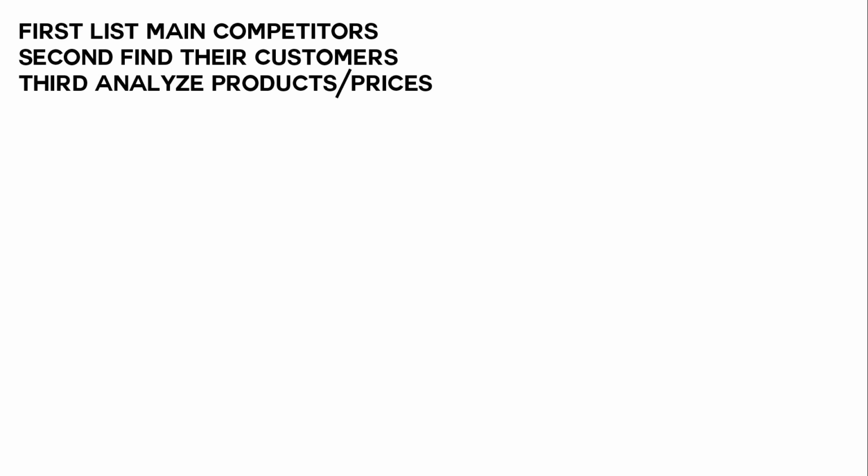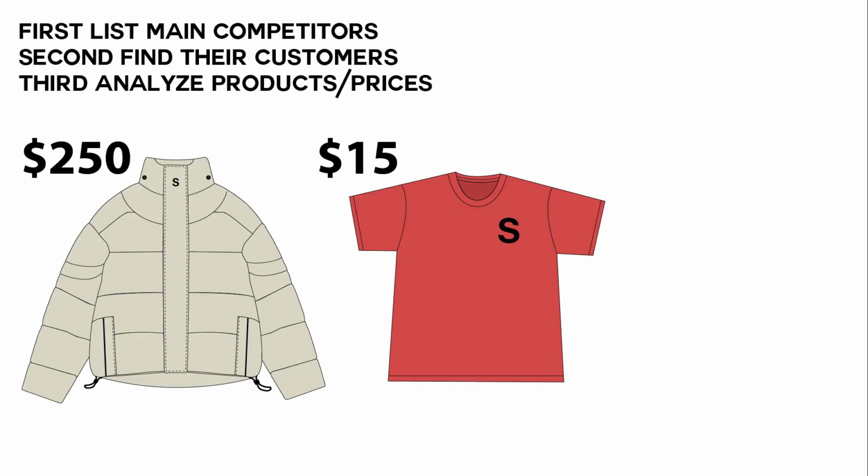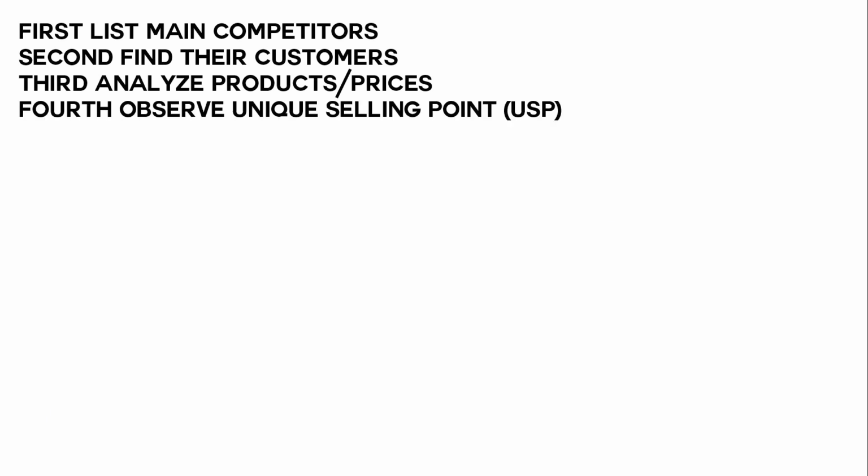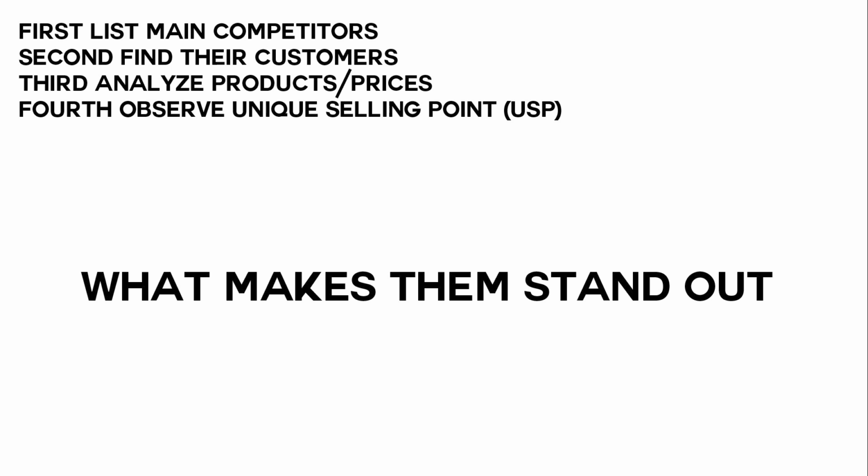Third, analyze the products and price points. Note if these competitors are selling high quality or low quality products and what their respective price points are. You may see some brands selling very similar products at very different price points. Why do you think that is? Fourth, figure out the unique selling point, USP, of these competitors. Basically, what makes them stand out? Why are they where they are? Why do customers keep coming back to them?